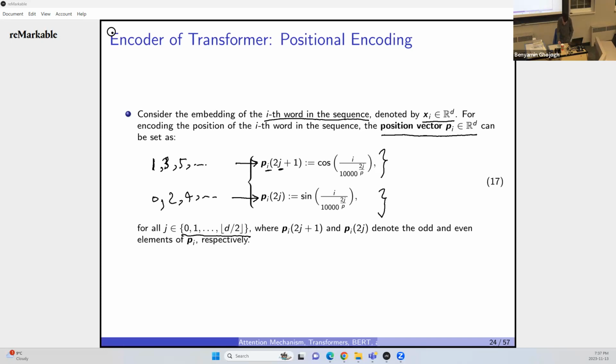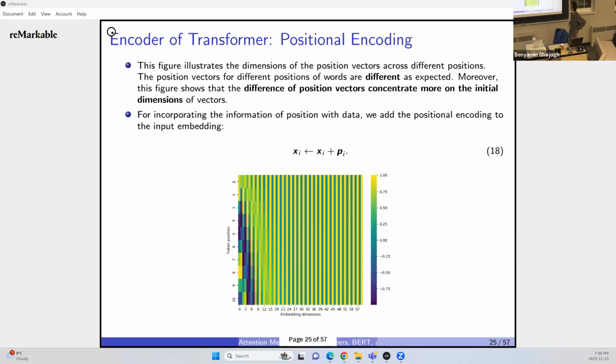Now, why do they use sine and cosine? I'll tell you in this figure. Because of this. I'm visualizing those position vectors as a figure. So what are these? These are token positions. So these are i's. I equals 1, 2. What do I mean by I equals 1? It means the first word in the sequence, right? So this row is P1. The second row is P2, etc. Right? So I have depicted for 10 words, right?